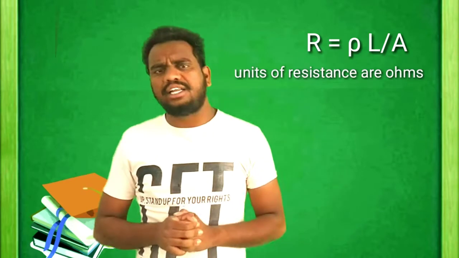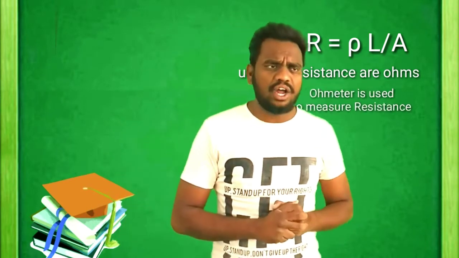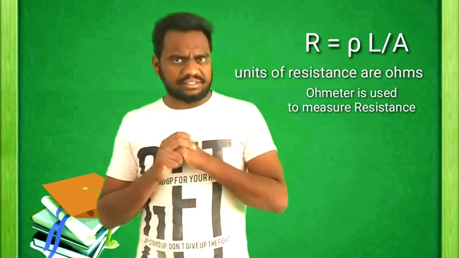Right. The unit of resistance is ohms, and resistance can be measured with the device called an ohm meter. Nowadays we have ammeter, ohm meter, voltmeter, everything in a single device. It is called a multimeter, and a multimeter is used to measure the different electric properties of a conductor. Right, this is regarding the resistance.